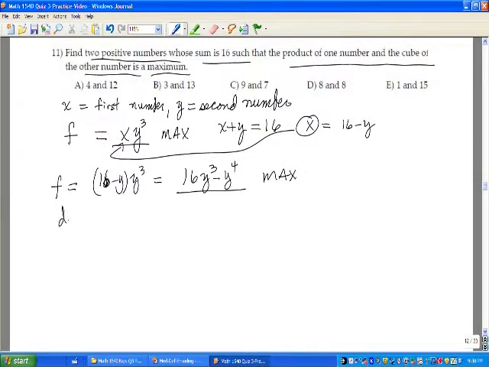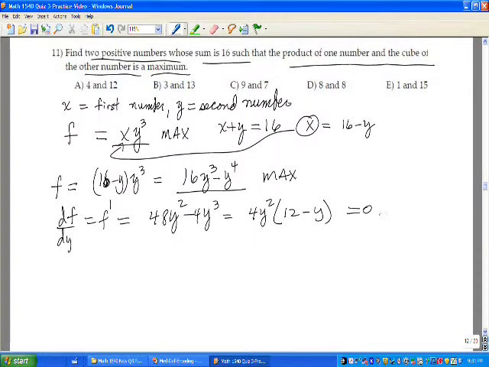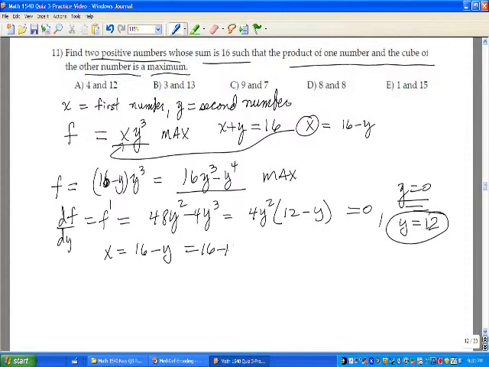Now, this is what we want to maximize. And to do this, we want to take the derivative of f with respect to y, or f prime. And that would be 48y squared minus 4y cubed. Now, this can be factored: we can take 4y squared out, and we're left with 12 minus y, and we set that equal to 0. So the first solution is y equals 0. That's obviously not a solution. And y equals 12. It turns out that is the solution. If y equals 12, then x is equal to 16 minus 12 equals 4. So the two numbers are 4 and 12.